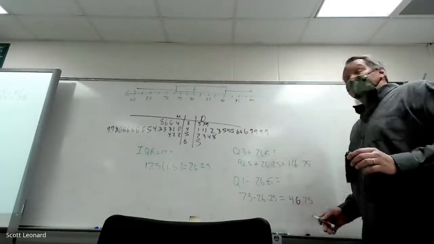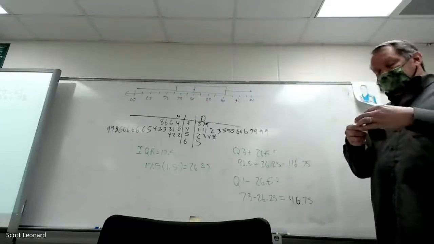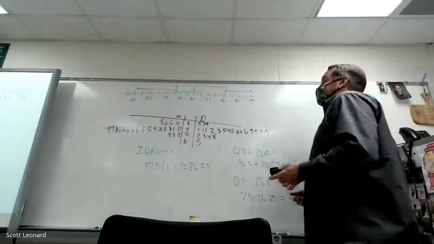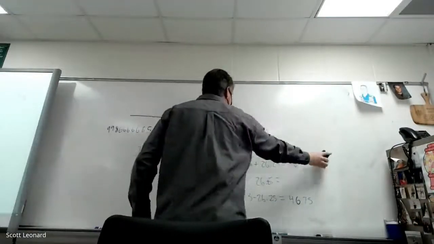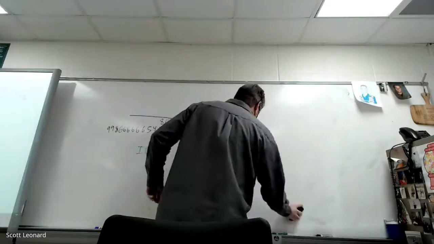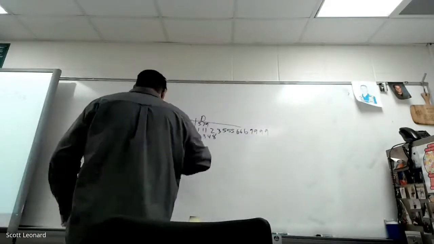Yeah. 46.75. We're still good though, right? Yep. All right. So now we're going to finish up this lesson. It's going to go pretty quick after we get this going. So now we got that table that we worked on before.